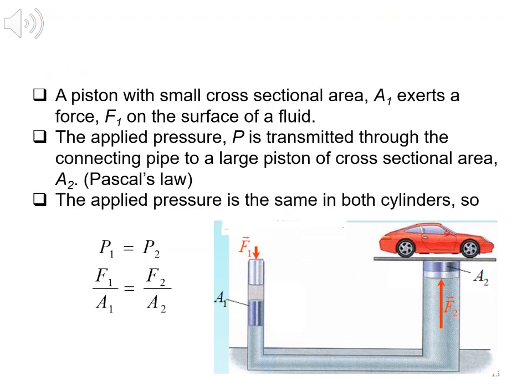A piston with small cross-sectional area, A1, exerts a force, F1, on the surface of a fluid. The applied pressure, P, is transmitted through the connecting pipe to a large piston of cross-sectional area, A2, by Pascal's law. The applied pressure is the same in both cylinders, so P1 is equal to P2.